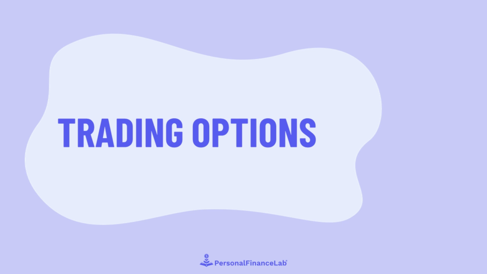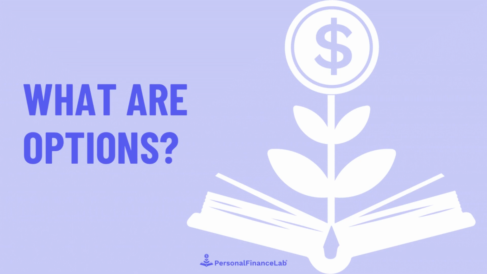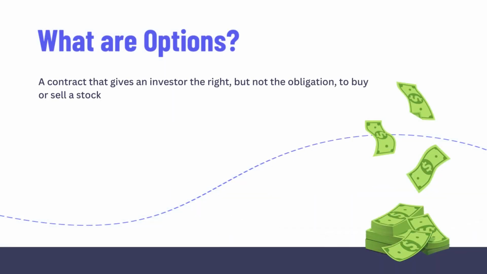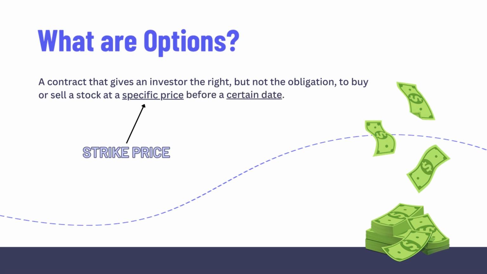Welcome to this tutorial video on options trading on PersonalFinanceLab. An option is a contract that gives an investor the right, but not the obligation, to buy or sell a stock at a specific price, called the strike price, before a certain date, called the expiration date.